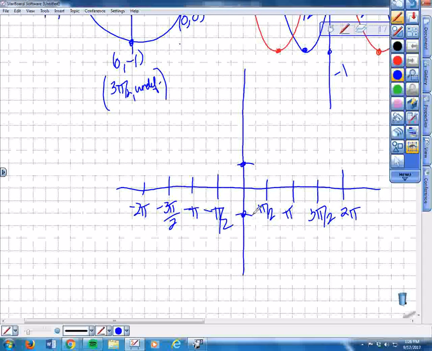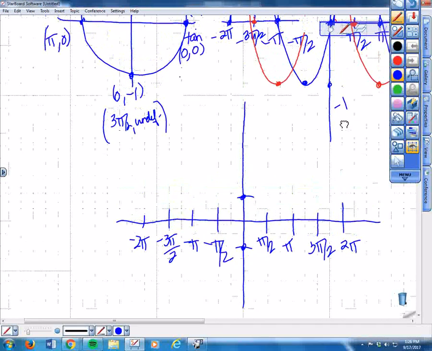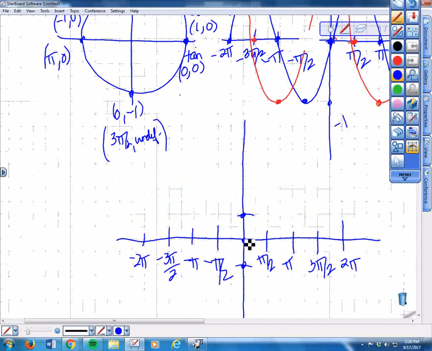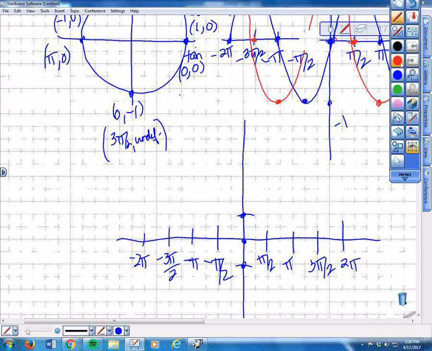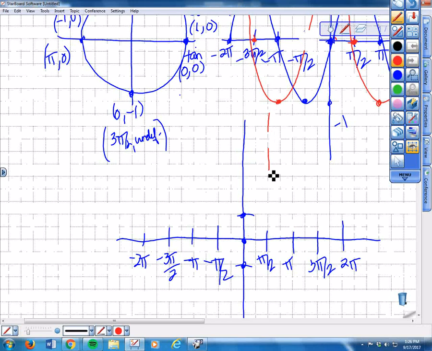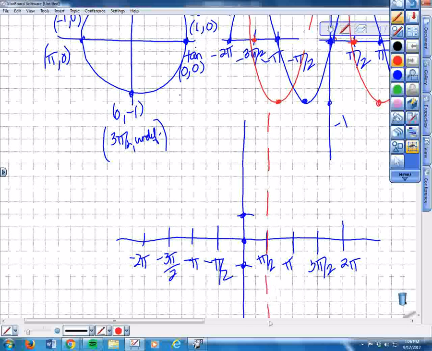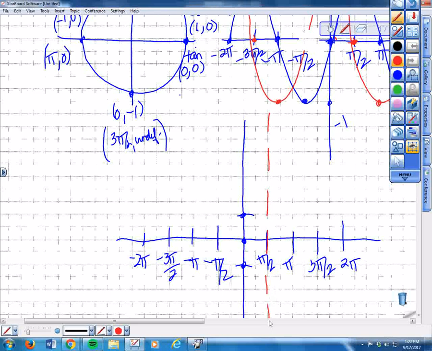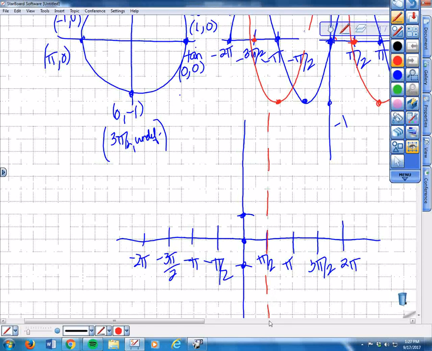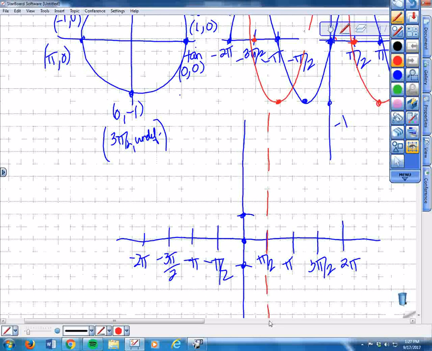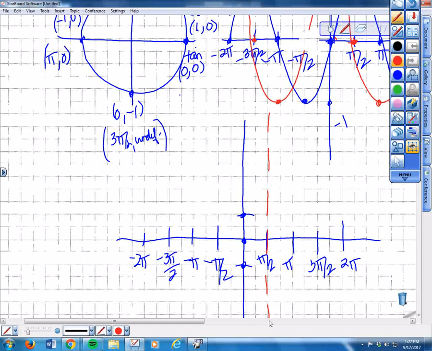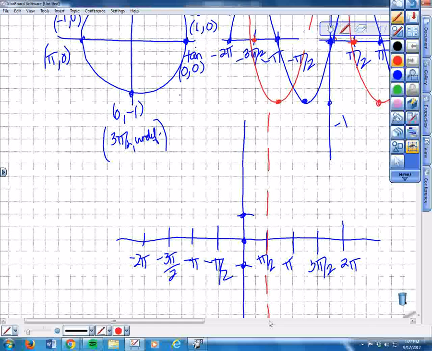At 0, what did we say tangent was? 0. At pi over 2, what did we say tangent was? Undefined. So I have an asymptote. Remember from rational functions, anywhere that a function is undefined, the graph can't touch that place. It's an asymptote. We also knew there was an asymptote at 3 pi over 2.